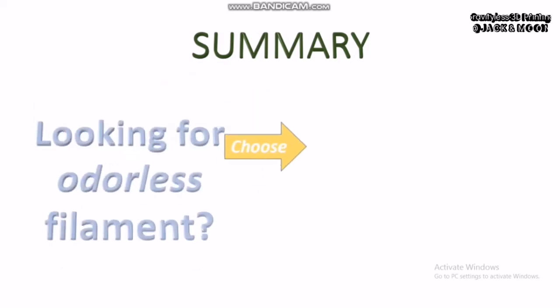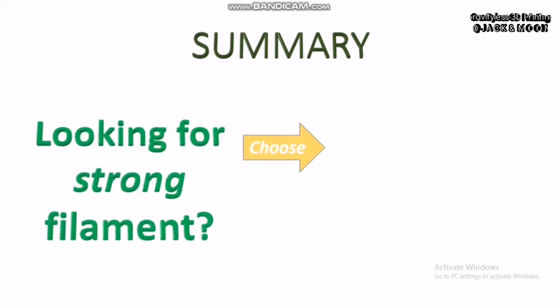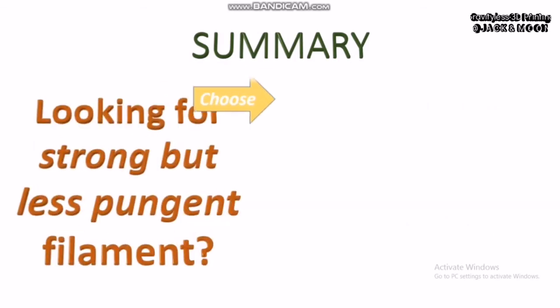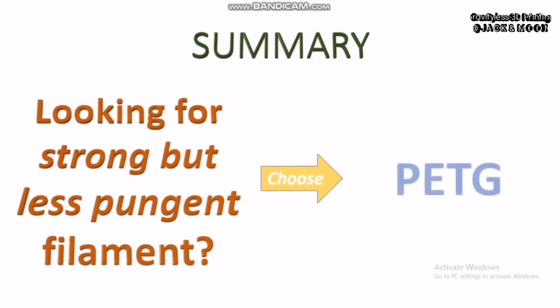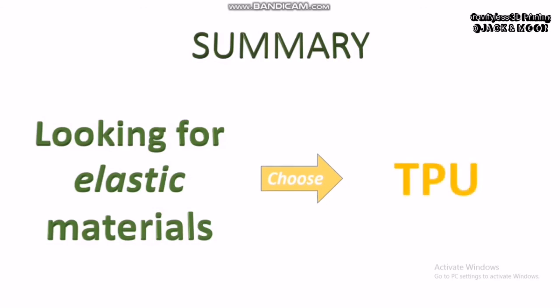If you are looking for filaments that do not release pungent smells or are relatively safer to print indoors, choose PLA. If you are looking for a stronger material for your part, use ABS, Nylon or HIPS. If you wish to have slightly stronger materials but do not want to deal with too pungent smells, you can choose to print with PETG. If you wish to print yourself something elastic like phone cover or rubber toys, choose TPU.